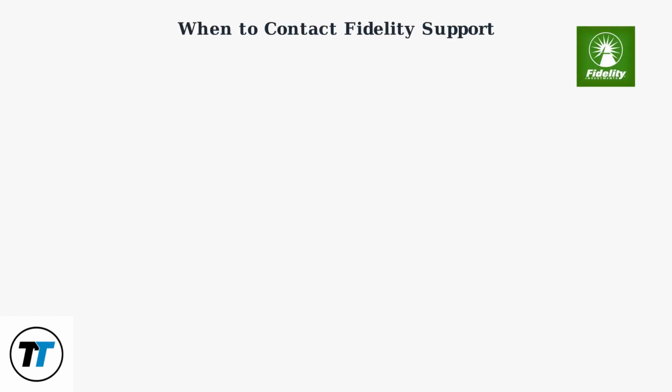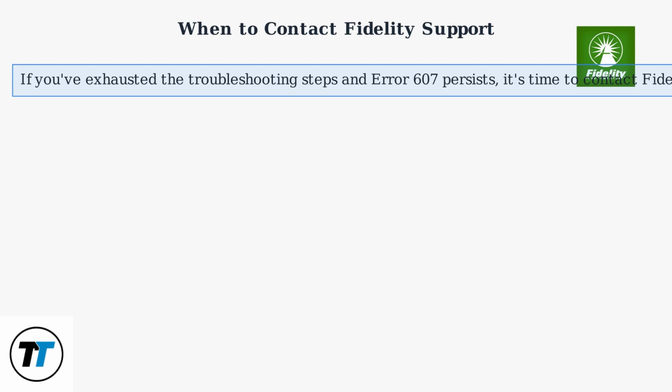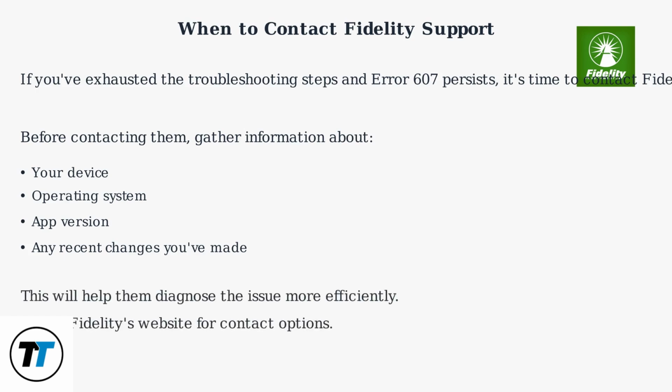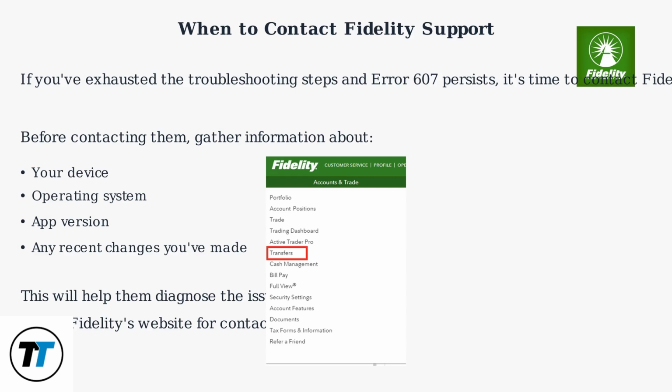If you've exhausted the troubleshooting steps and error 607 persists, it's time to contact Fidelity's customer support. Before contacting them, gather information about your device, operating system, app version, and any recent changes you've made. This will help them diagnose the issue more efficiently. Check Fidelity's website for contact options.